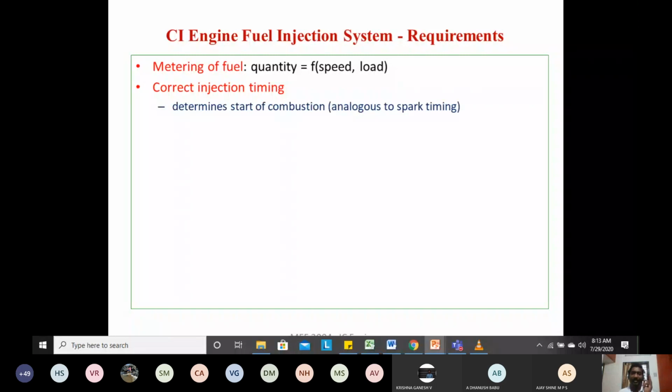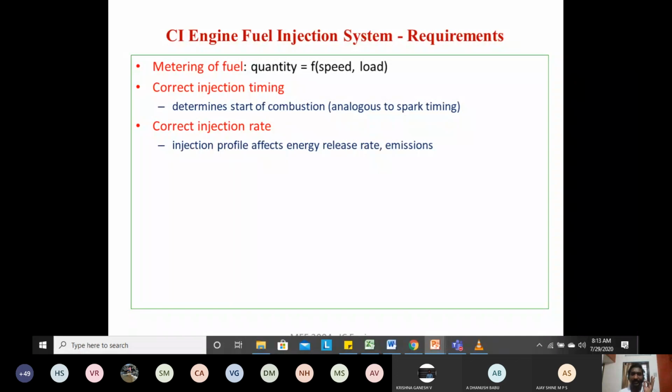This is similar to the SI engine, where we introduce the spark. Here we inject the fuel, so this is similar to spark timing in the SI engine. And the rate at which we inject the fuel, the time period, how long it is going to be injected and how much quantity, is also an important parameter. And when we inject the fuel, the injection profile is very, very important.